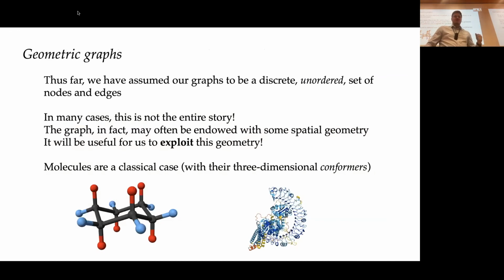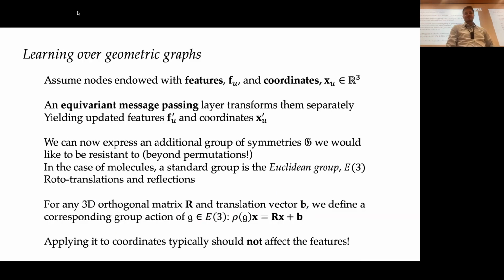So in general, so far, we assume the graph to be a discrete, unordered set of nodes and edges, but very often we might have some spatial geometry attached to this graph, right? So each node might have a 3D coordinate. This is very useful for any kind of physics or chemistry, right? And it was instrumental in the recent protein folding success of AlphaFold, for example. So in this case, you have some extra geometry attached to your nodes, and it might be very useful to exploit it beyond just permutations, right?